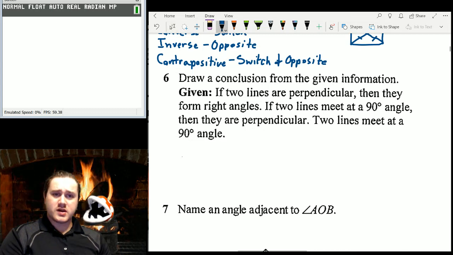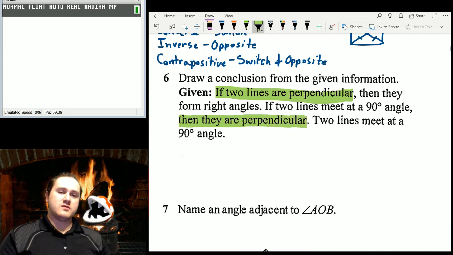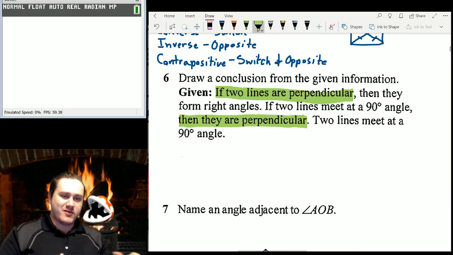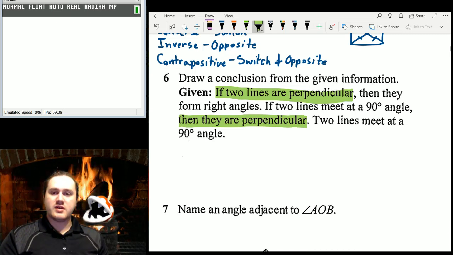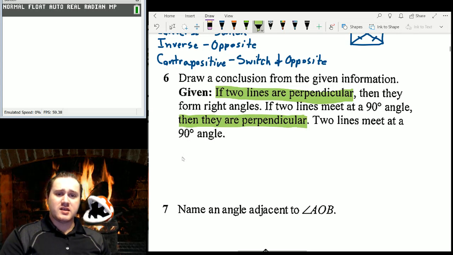What you actually want to notice on this is that the first part of the first sentence is the last part of the second one. On any of these where the end of one is the same as the beginning of another, you can cut out that middleman and just go with if the first one, then the second. So for this case, I could just basically be saying that if 2 lines meet at a 90-degree angle, then they form right angles.